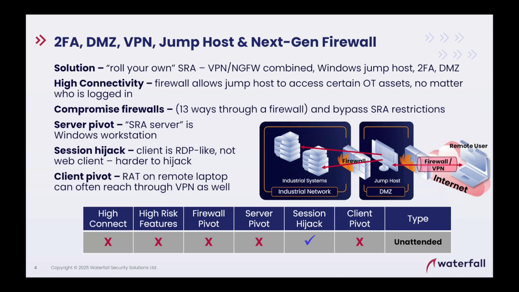Compromise the firewall, compromise the VPN. I did a paper, this was 10, 12 years ago, 13 ways to break a firewall. The bad news is they all still work. Google it if you're interested. But if you can break into the firewall and ignore the rules because you've taken over the firewall, or add a rule that says allow all, you can attack all of the OT network without even logging into the jump host.